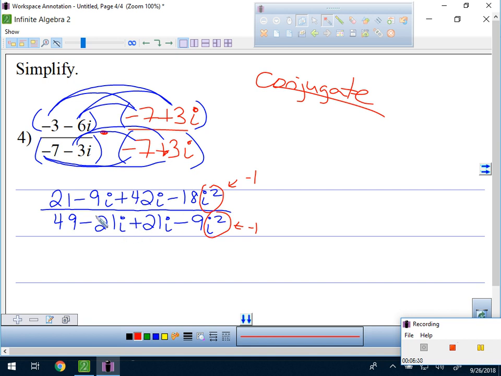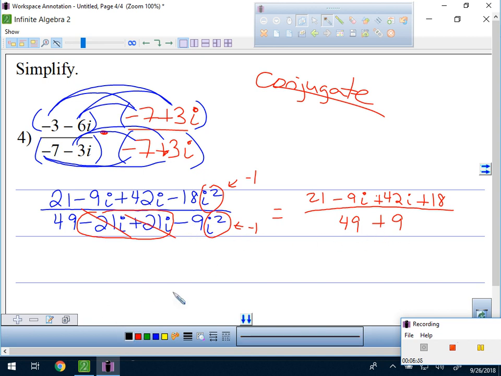The second thing I want you to notice is if you look at the bottom, what happens with a negative 21 and a positive 21? Cancel out, right? So here's what we're going to have. You're going to have 21 minus 9i plus 42i plus 18 over 49 plus 9. You're probably wondering, remember I had to change my signs. Negative 9 times negative 1 is positive 9.